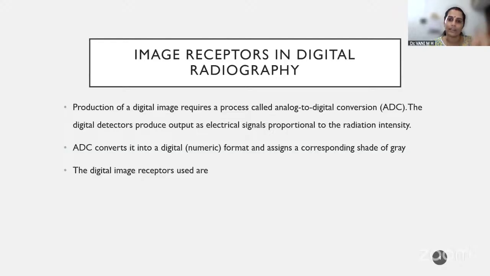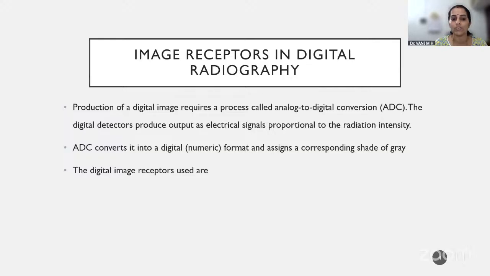They are read in different fashions, and then converted into a numerical format, or digitized. Now, the numerical format is assigned shades of gray, and we can visualize it as an image in a computer. So that's how digital imaging works. So when such a question is asked, give a short introduction, a basic outline of digital radiography, highlighting the image receptors.